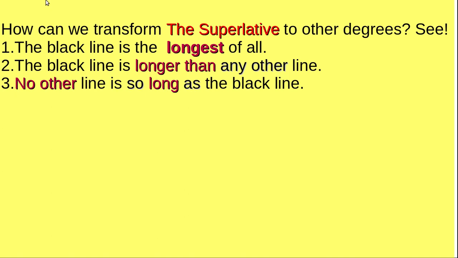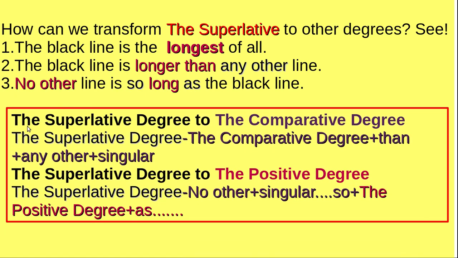I think you got it. Right? Now we can form the formula like this. When we transform superlative to comparative: superlative degree, comparative degree, then plus any other plus singular noun. See, any other line. Right?